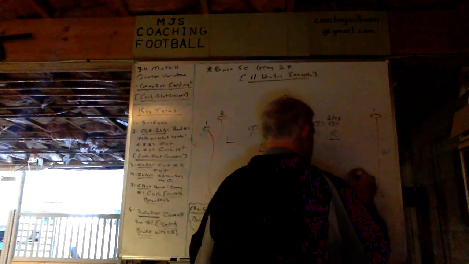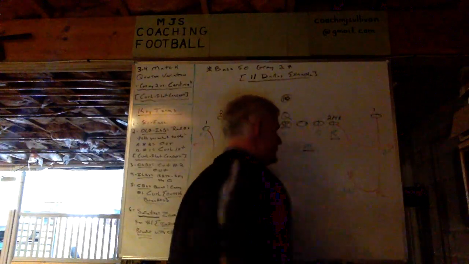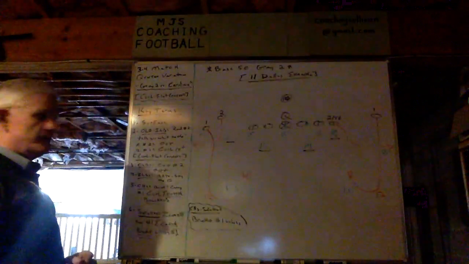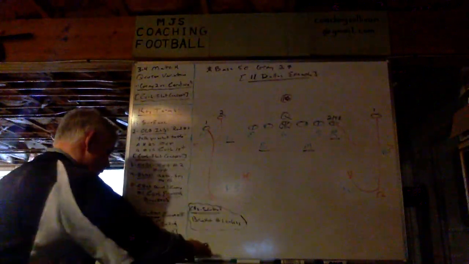Top of the route at 12, coming back to 10. Number two on the out. Okay, so there's your curl flat concept that we call Carolina, right?